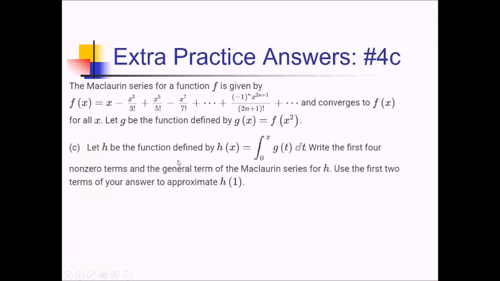For this part, we're letting h be the function represented as the integral from 0 to x of the g function, which from part A again, here's the g function. So we want to write the first 4 non-zero terms and general term of a Maclaurin series for h, and then we'll use the first 2 terms of that to approximate h of 1. Okay, so basically taking the antiderivative of all of this stuff. Now, the way that this shakes out with the integral from 0 to x is you're taking the antiderivative of everything here.